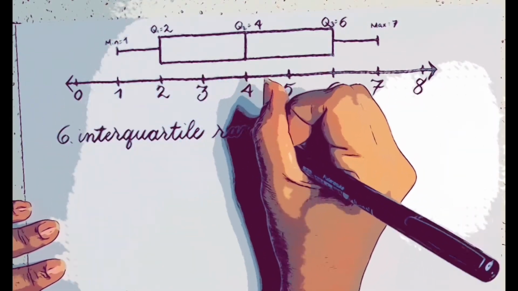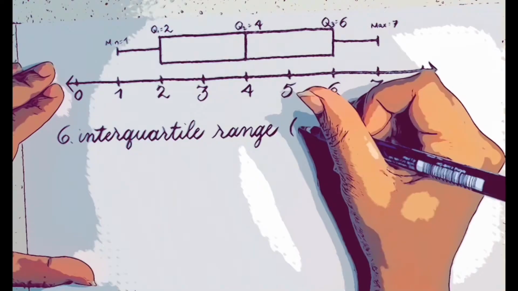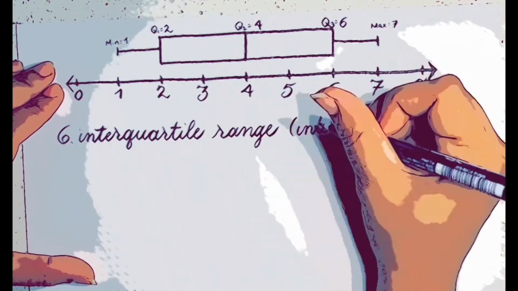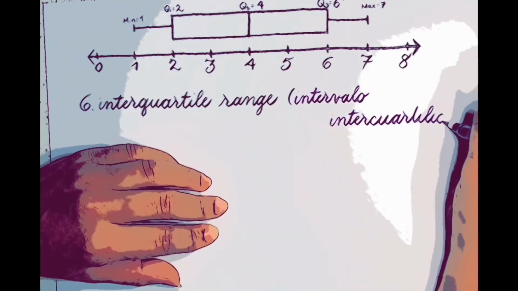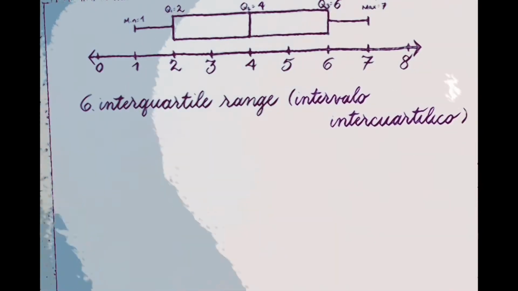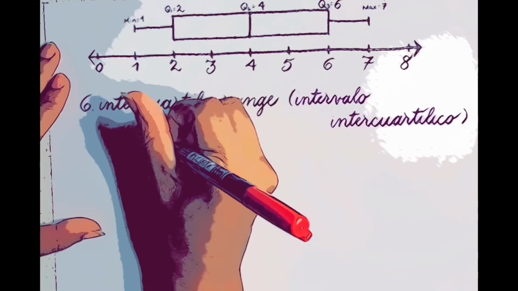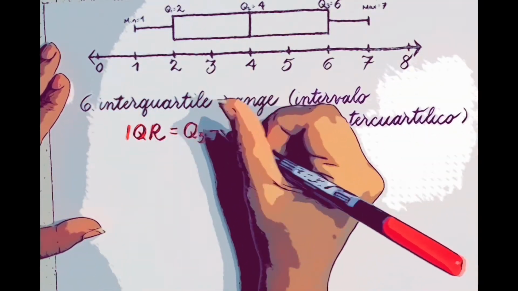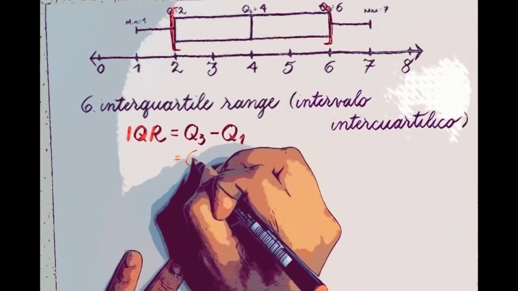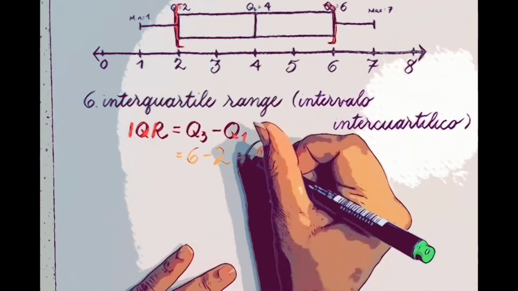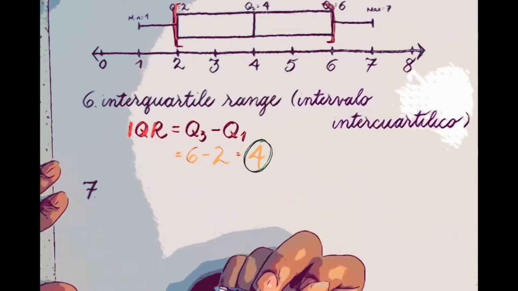All right, interquartile range, or el intervalo intercuartílico. So that's basically just Q1 to Q3. So to find it, you just do Q3 minus Q1. It's the range inside of the box. Es el rango dentro de la caja. Okay, Q3 minus Q1. So it's 4 in this case.